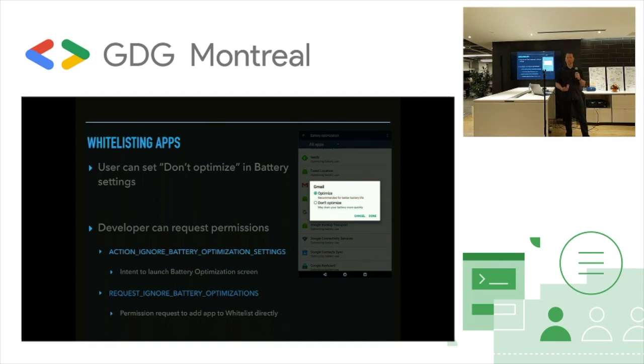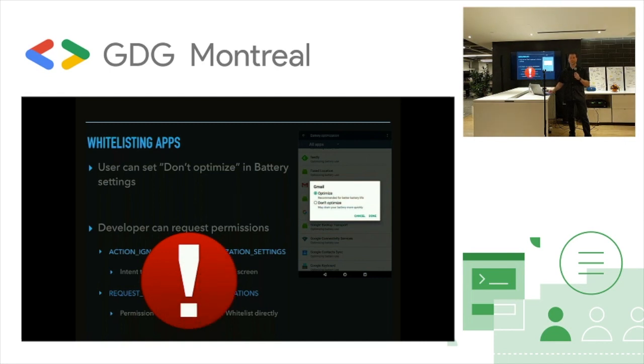Now, as developers, we can actually write code to request this. So the first one there is an intent. It's going to launch the battery optimization screen, just like the screenshot, and the user can whitelist your app there. And also, if you'll recall, in the Marshmallow API, we came out with a new permissions paradigm. So if you use this request ignore battery optimizations, it'll pop up a little window. The user can say, yes, I want to whitelist your app, and good to go, right? Wrong.